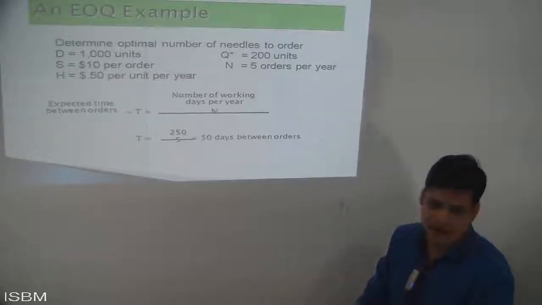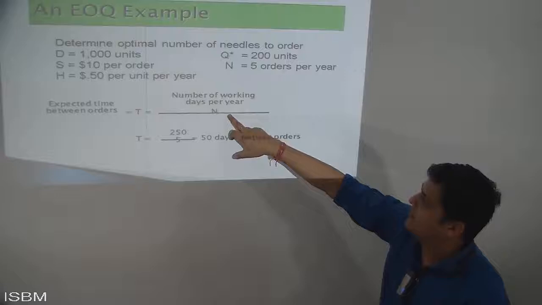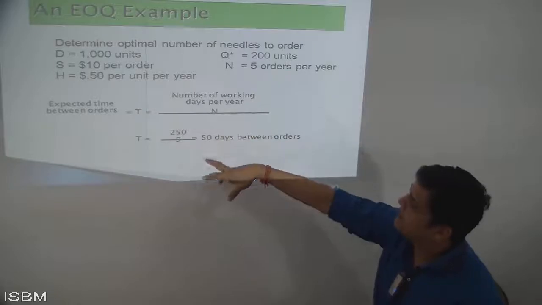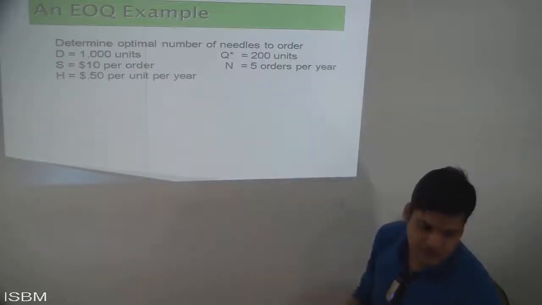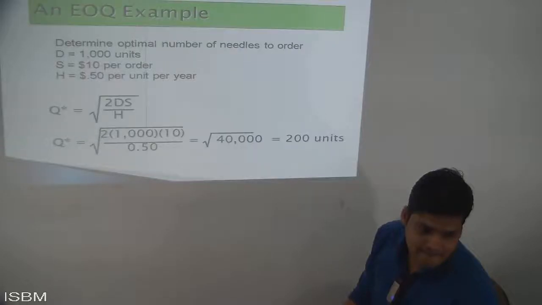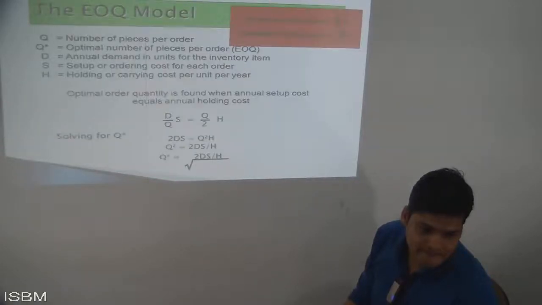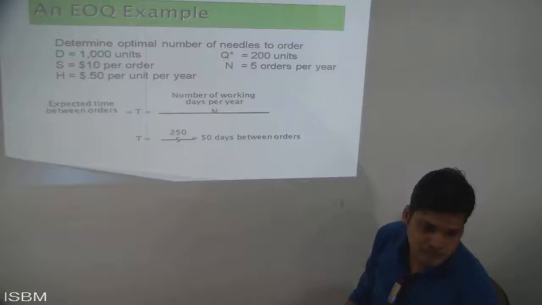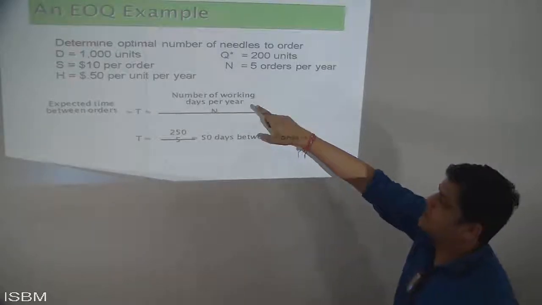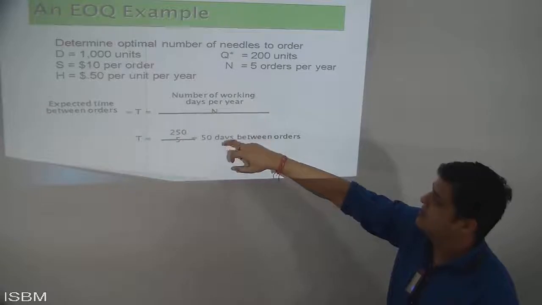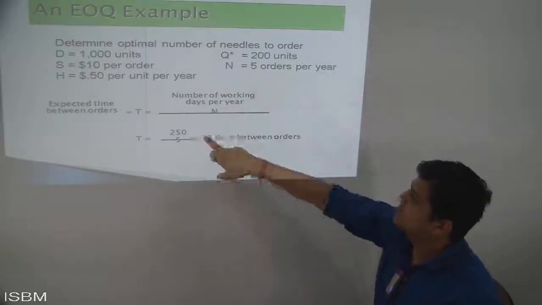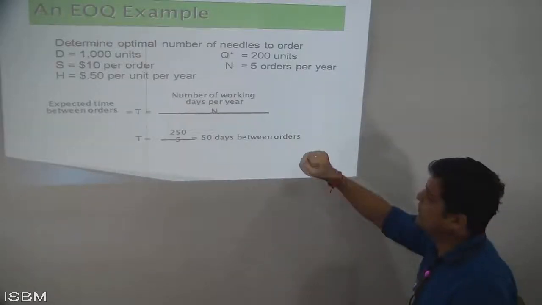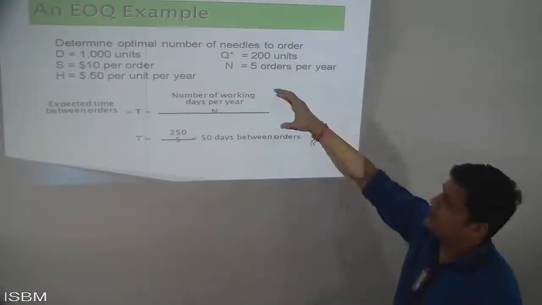Expected time between the orders. You need the number of working days per year upon N. So how many working days per year? 250. You have to understand, the number of working days per year is 250. Only 250 days working. So number of days upon 5 orders, 250 by 5 is 50 days between the orders. So the expected time between two orders is 50 days.